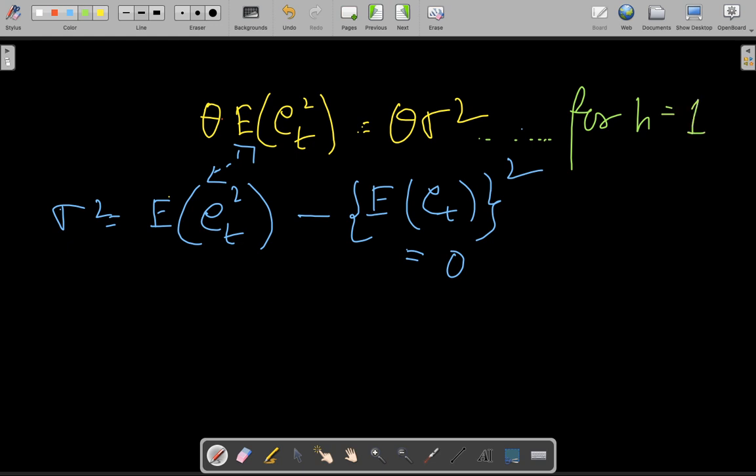Now what if my lag is minus 1? If I write h is equal to minus 1, for h equal to minus 1, let's just go back and look at the previous derivation, and we'll again come back here.